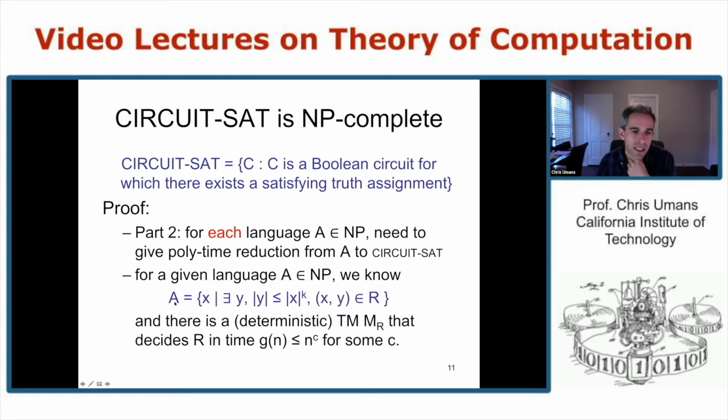So it means that it can be expressed in the following form. It can be expressed as the set of x such that there exists a y such that (x, y) is in R, where R is some polynomial time language, meaning that there is a Turing machine M sub R that decides this language R in some polynomial time bound, and let's give it a name, n to the c, and we'll call it g(n) = n^c for some constant c. Okay, so that's our generic NP language, and we're now going to try to reduce that to circuit SAT.